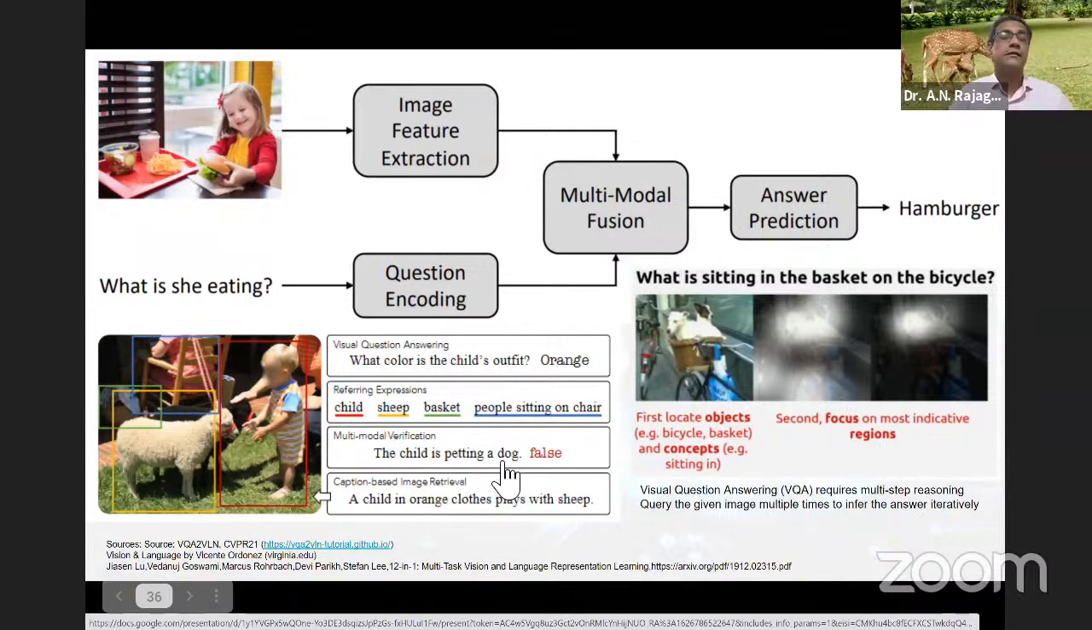And you can go one step further. You can also look at problems that can use a caption in order to be able to retrieve an image. For example, if I wanted an image like this to come up, I could throw in a sentence like this, which says a child in orange clothes plays with sheep. Now, just try to bring out all those images which look like that. Now, again, a framework like this requires you to marry the features that come from text to what you see. So in this case, it's the image feature.